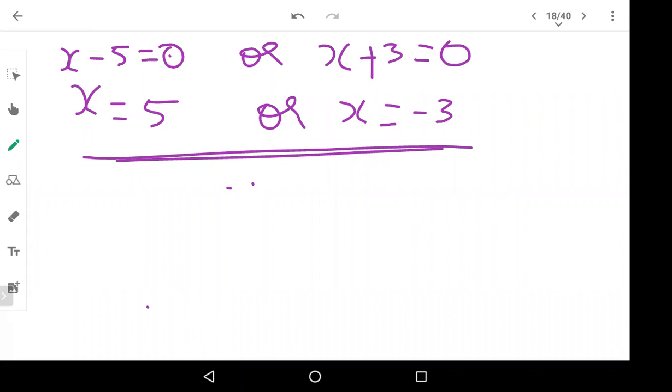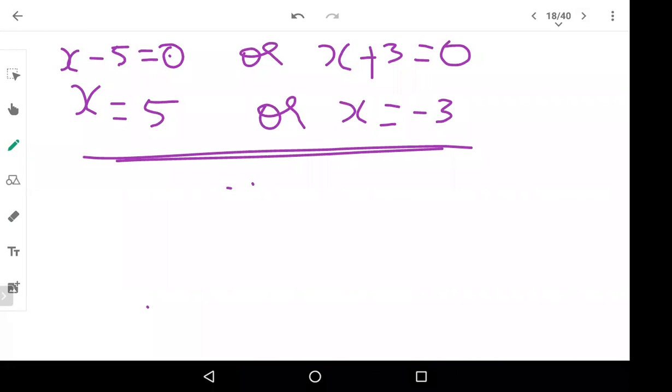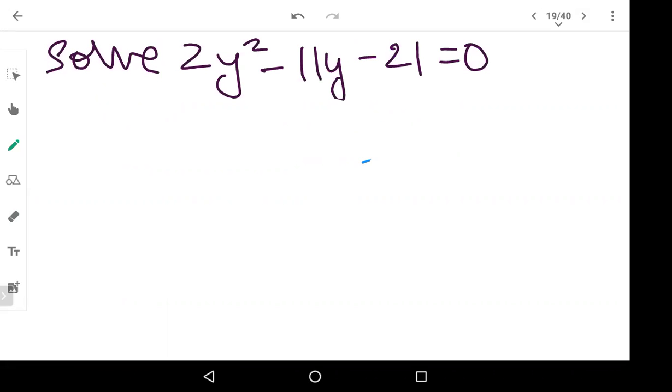Everybody got the same answer? x is equal to 5, x is equal to minus 3. How about others? 5 and minus 3? Good. Now, next problem.